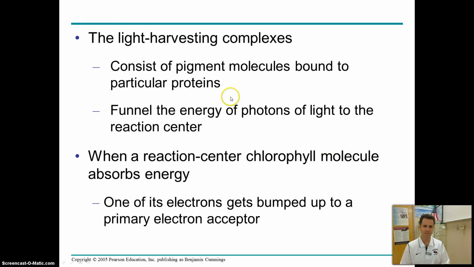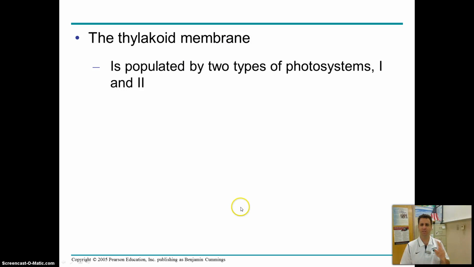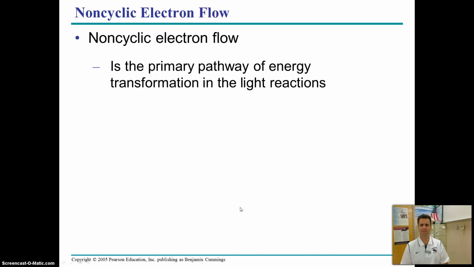So we call these the light harvesting complexes, and then the electrons get bumped up or excited. There are two photosystems in the thylakoid membrane, Photosystem I and II. Although the weird thing is Photosystem II comes before Photosystem I, and this deals with the wavelength of light that the reaction center works most with. One's called P680 and one's called P700. The 680 and 700 deal with the wavelength of light that is absorbed by the chlorophyll in its reaction center.